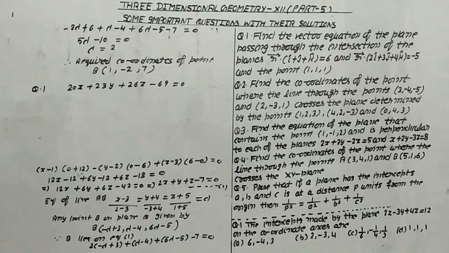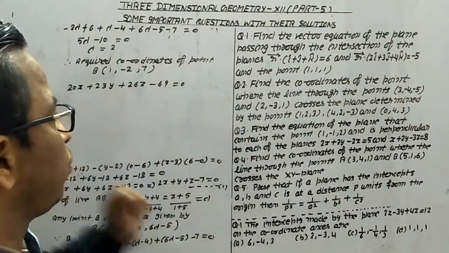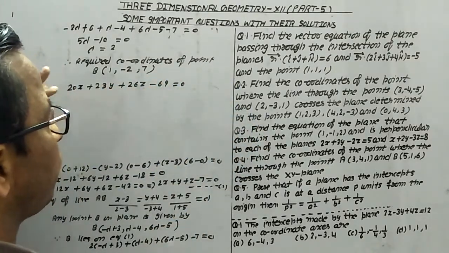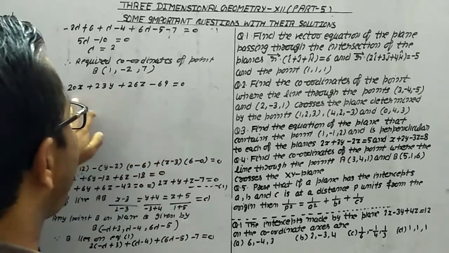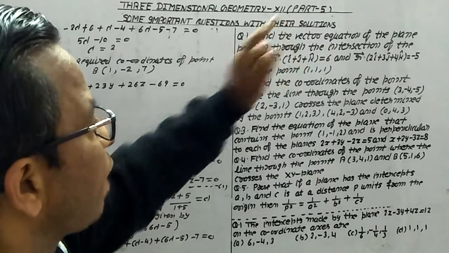Before starting the solution of question number 3, we have to make one addition. Look at this. In question number 1, when we were doing the solution, we obtained this equation, but according to the question they are saying find the vector equation.